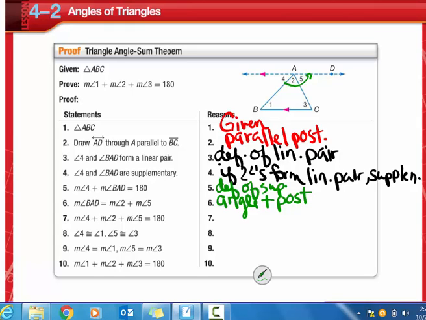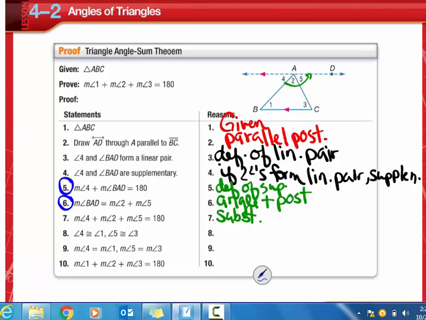It also says that the measure of angle 4 plus the measure of angle 2 plus the measure of angle 5 equal 180, and this is substitution. I'm going to tell you what two lines I used. This is substitution. I used line 5 and line 6.